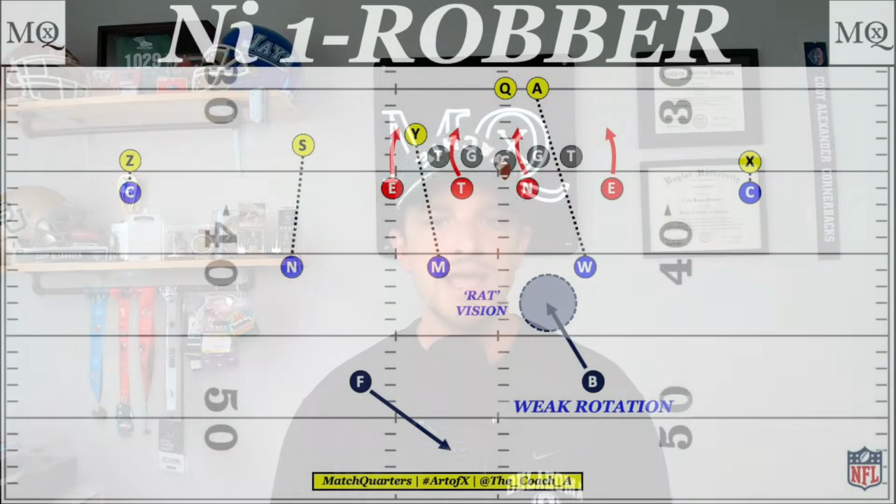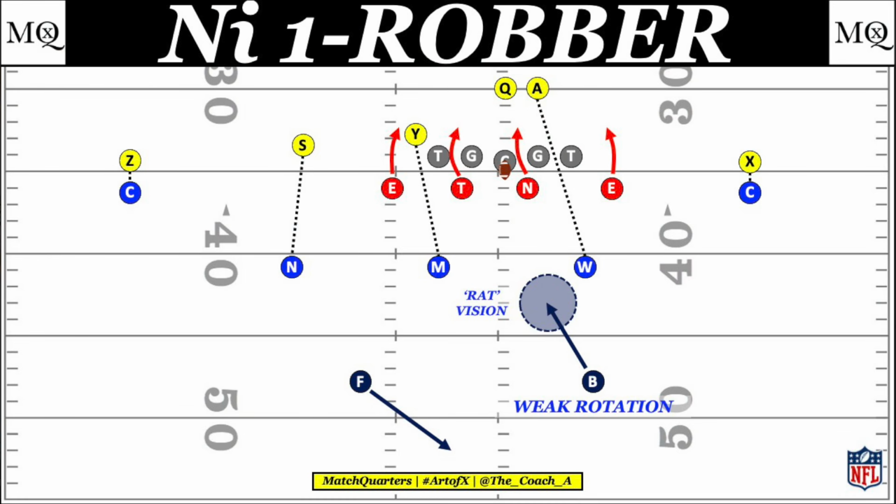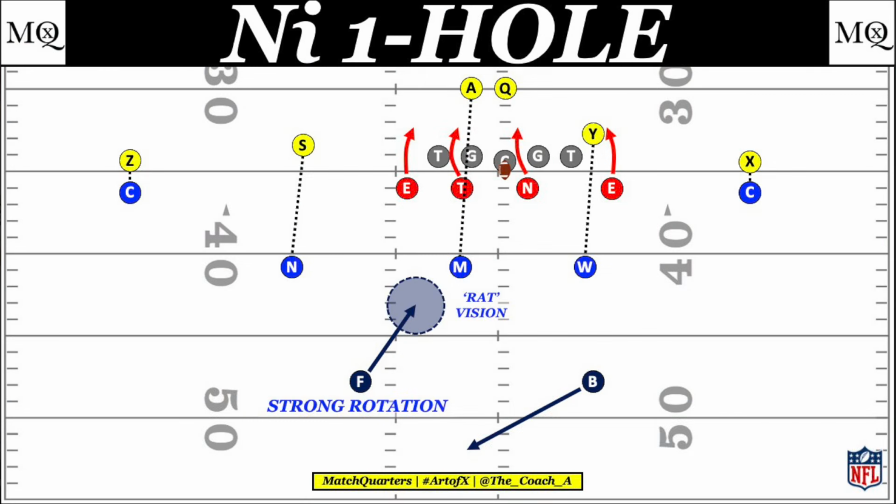Robber coverage is used when defenses want to cut off intermediate routes, such as Y cross and other deep over concepts. In a base robber coverage, the safety away from the most receiver side or the nickel will typically drop from depth into the middle of the field, looking for any crosser while reading the quarterback's vision. On occasion, the defense can drop the safety to the passing strength to flood one side of the field if they are not concerned about crossing routes.